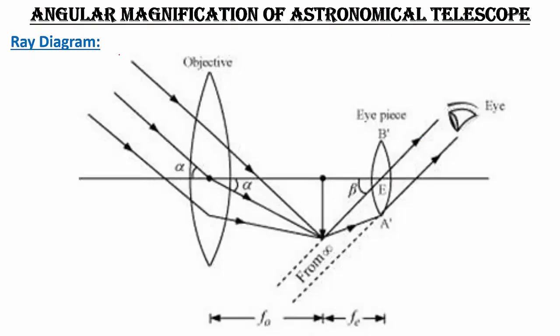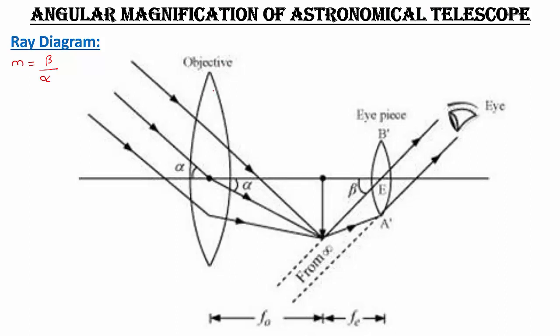Now we can derive the angular magnification of the astronomical telescope. We already know about angular magnification. We derived the angular magnification of the simple microscope as well as the compound microscope. We know the equation: angular magnification is given by m equal to beta divided by alpha, where beta indicates the visual angle subtended by the image and alpha indicates the visual angle subtended by the object. Using this equation, we can derive the angular magnification of the astronomical telescope.